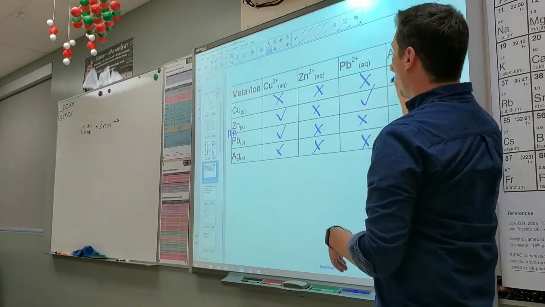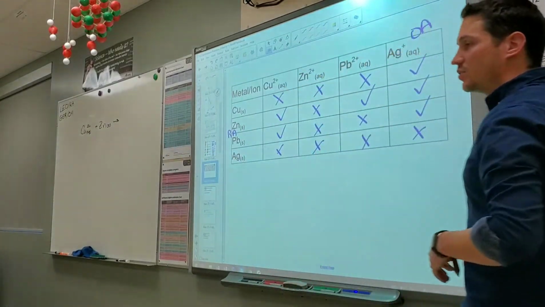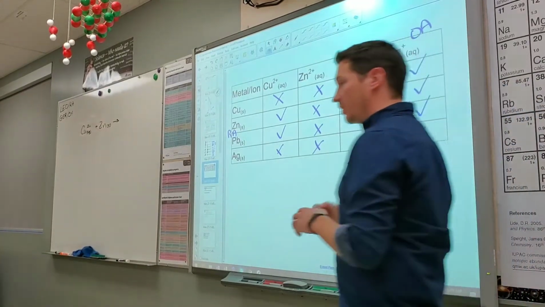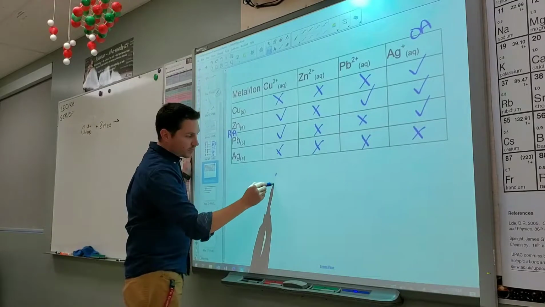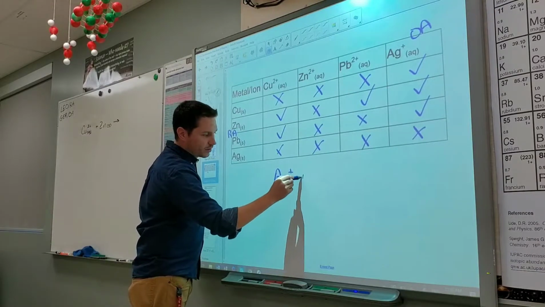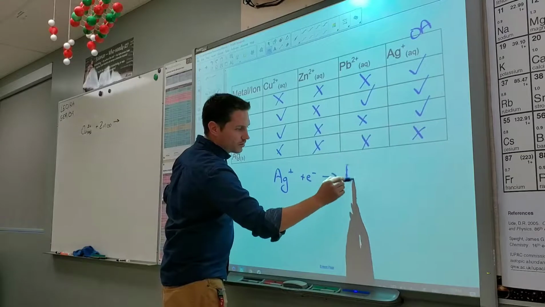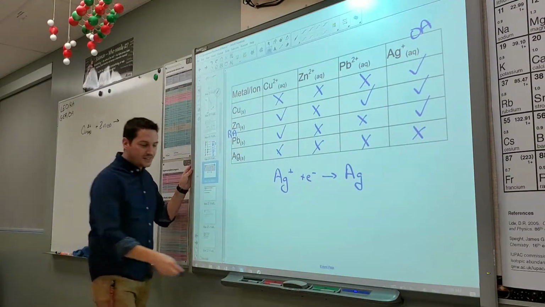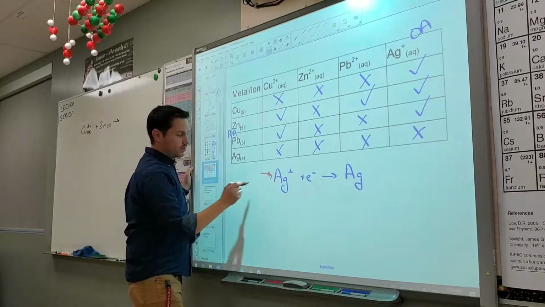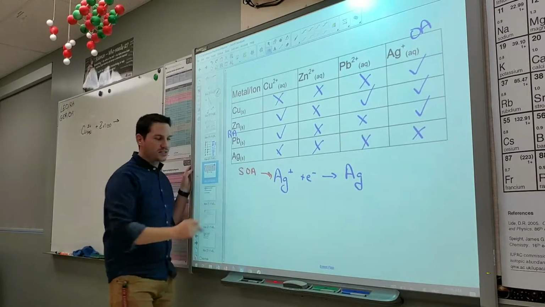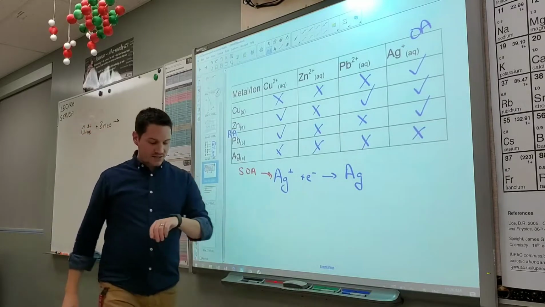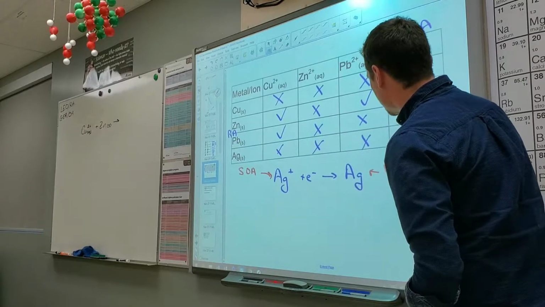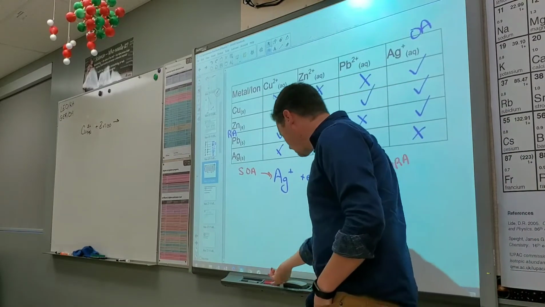Okay, which oxidizing agent is the strongest? Which metal ion wins the most battles? Silver. So what I'm going to do is put silver on top. This is my strongest oxidizing agent. But it's also my weakest reducing agent. The silver metal is my weakest reducing agent.